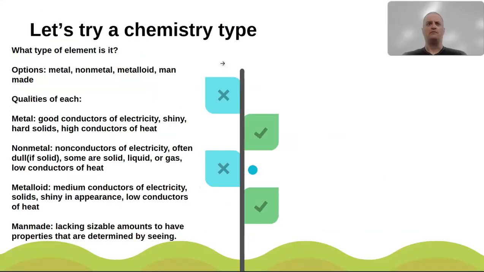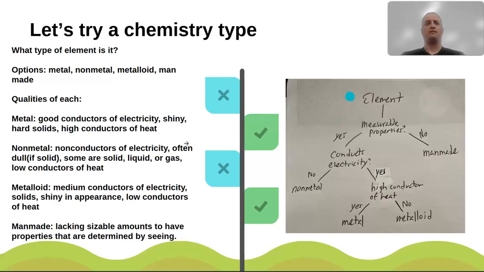So, let's have a chemistry type. You've got some here, and I want you to pause this and make an example of a flow chart. So take a moment to do that. So you should have come up with something that's similar to this.